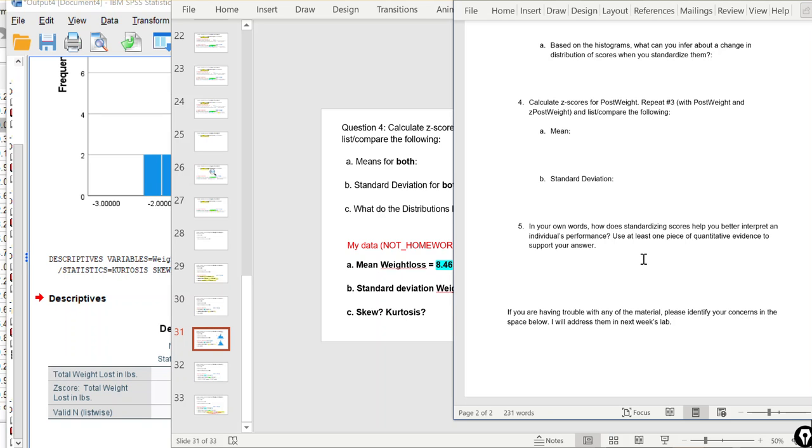And as a reminder, quantitative evidence is anything that you do as a calculation, basically. So we did a lot of calculations in this series, and use your best judgment and answer this question the best way possible.